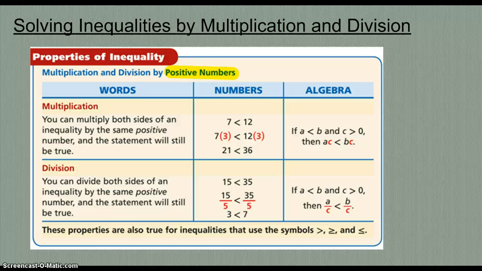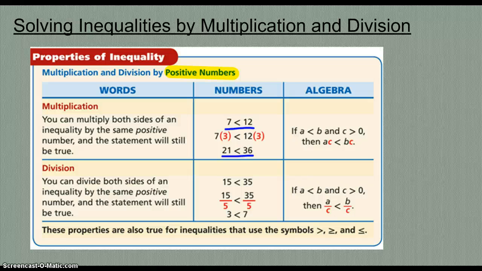Alright, part 2 for today, solving inequalities by multiplication and division with one-step inequalities. So these are all for positive numbers, multiplication and division. You can multiply both sides of an inequality by the same number and the result will not change. So for instance, they take this example, 12 is greater than 7, and they multiply both sides by 3, and they end up getting 36 is greater than 21, and the result is still the same. The right side is bigger than the left side, so it won't change the overall result.